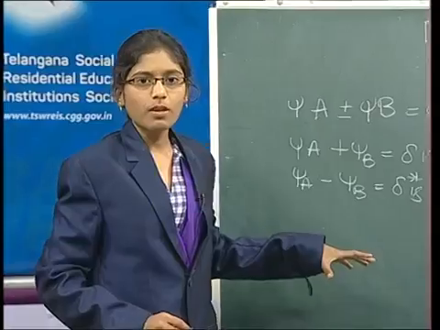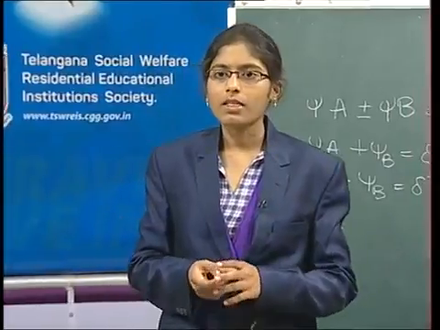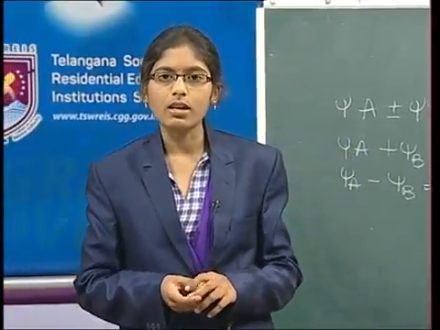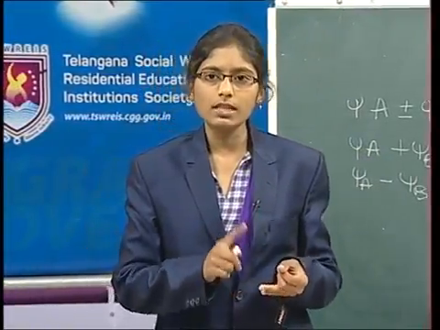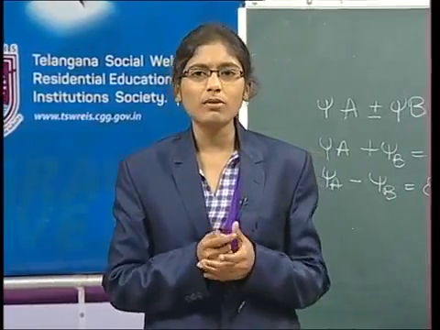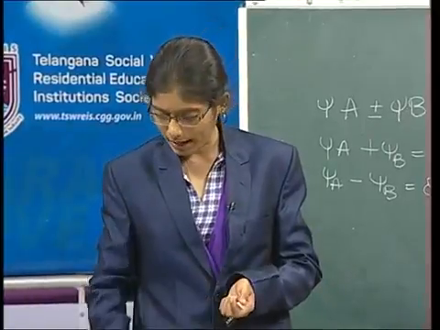Let's move to the types of molecular orbitals. There are three types of molecular orbitals: sigma molecular orbital, pi molecular orbital, and delta molecular orbital. What is a sigma molecular orbital and what is a pi molecular orbital? Okay, let's see.